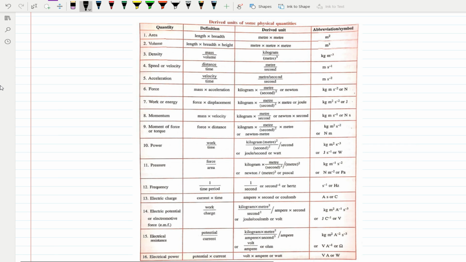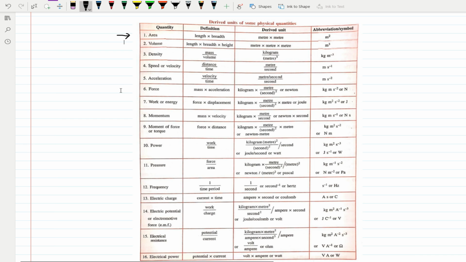Okay, now here we have some examples of derived units. So we saw some examples of derived units like area and density. You have a few of them listed over here, so just go through them once. Like area, its formula is length into breadth, and its derived unit is meter into meter, because length has unit meter, breadth also has unit meter, so its unit, meter square, is a derived unit.